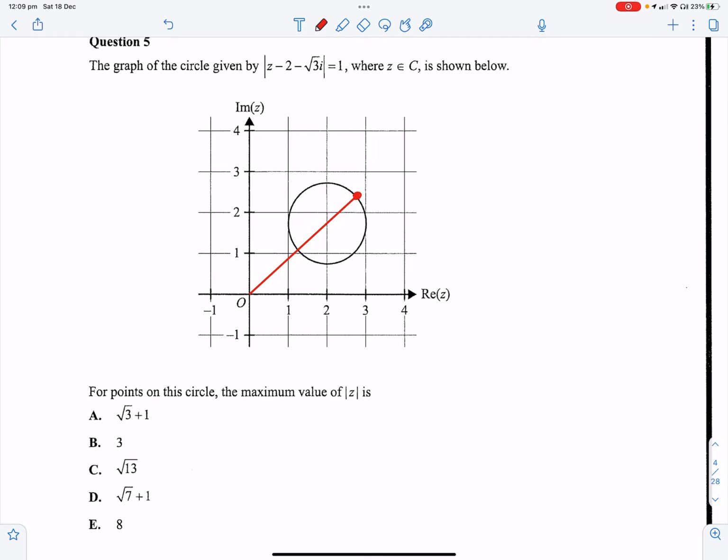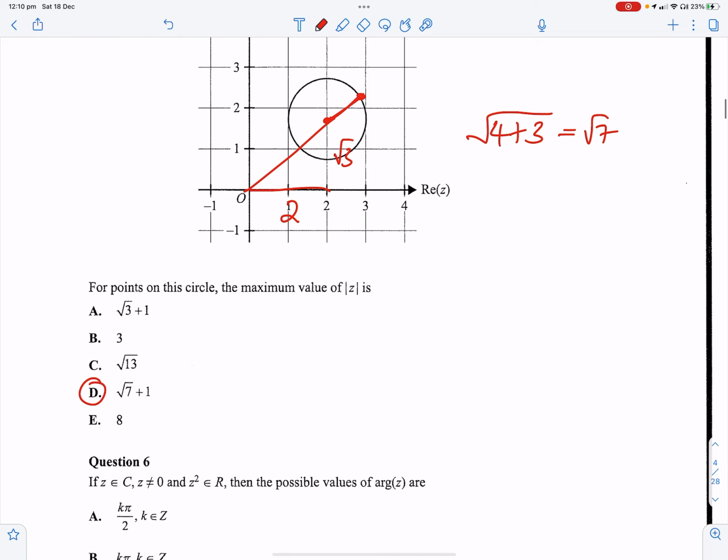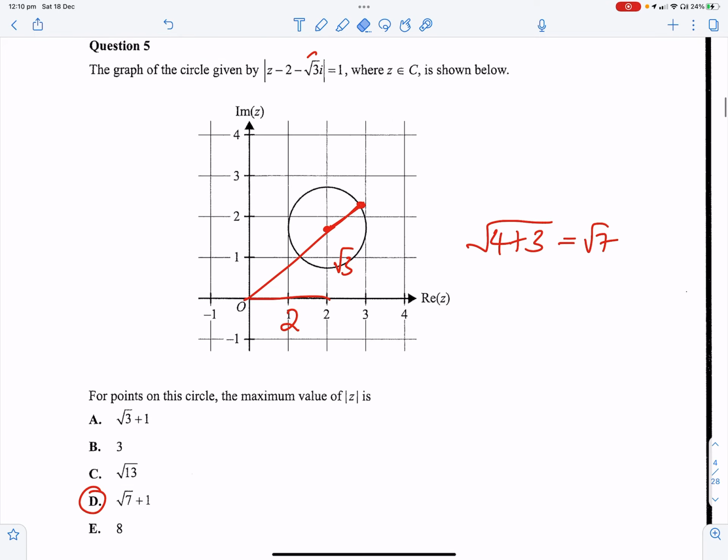We know the center is 2 across and root 3 up. So if I find the length of that, I get 4 plus 3 square rooted, which is root 7. And then I've got to add on another 1 for the radius. So I get root 7 plus 1.